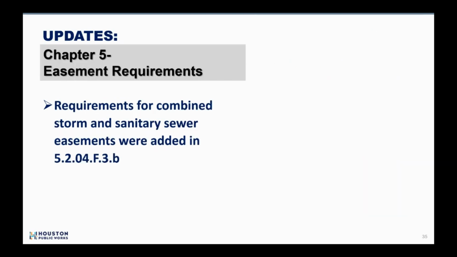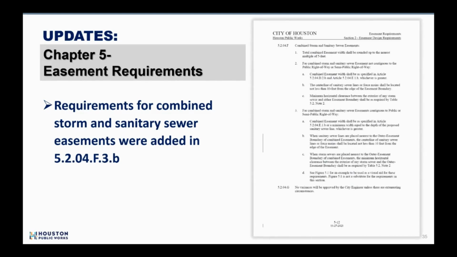In Chapter 5 for easement requirements, the requirements for combined storm and sanitary sewers easement were mistakenly omitted from the 2022 IDM. So these requirements were added in Section 2 of this chapter.